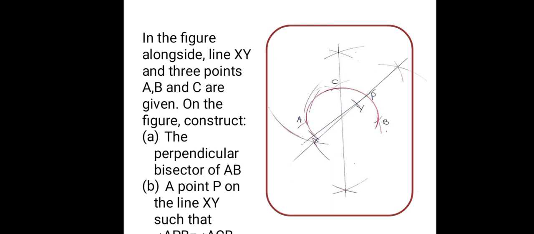In the figure alongside, line XY and 3 points A, B, and C are given. On the figure, construct A. The perpendicular bisector of AB. B. A point P on the line XY such that angle APB is equal to angle ACP.